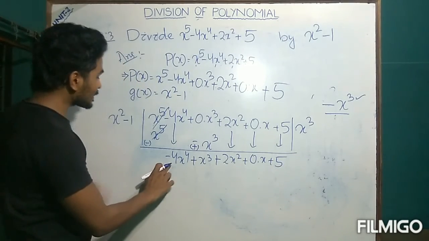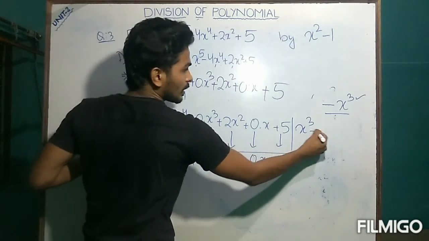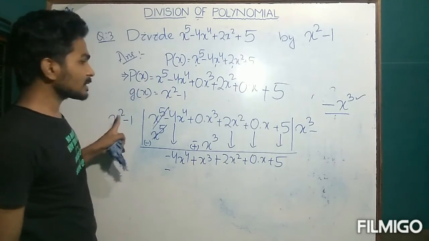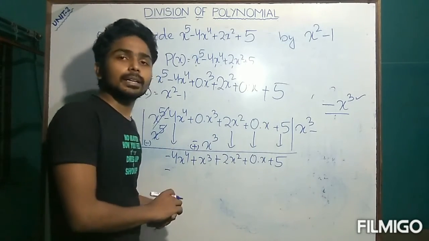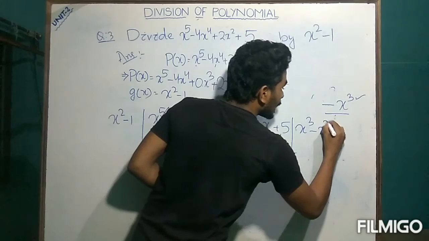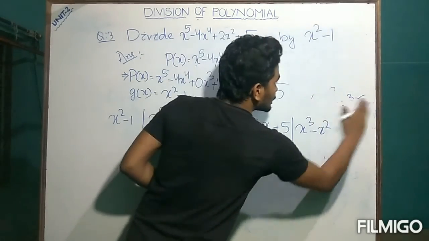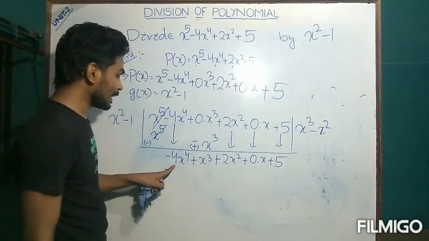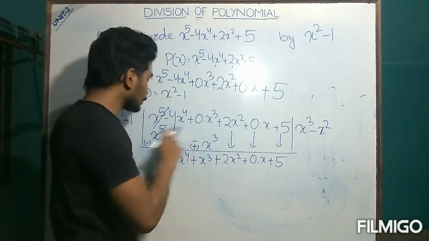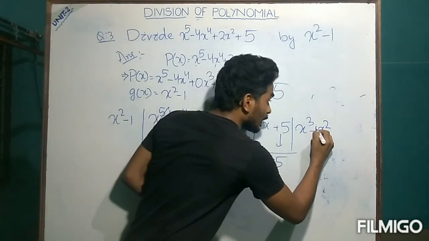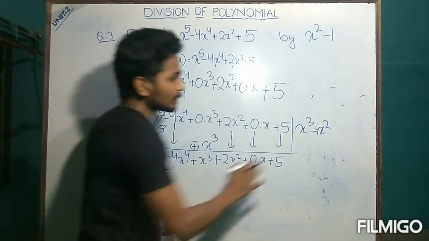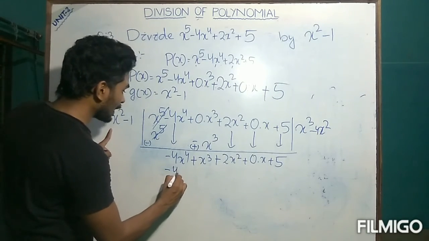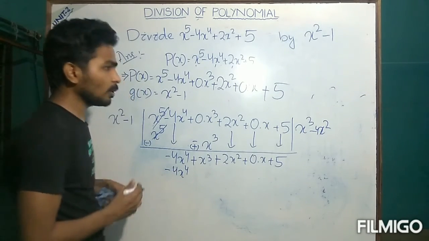Now we need minus here, it has plus. So minus here, because plus, minus will be minus. x square, we need x to the power 4 here. So multiply with x square. One more thing: it has a coefficient 4. So we need 4 here, so we have to multiply by another 4 also here. So it will be minus 4x square. So the result will be minus 4x to the power 4.